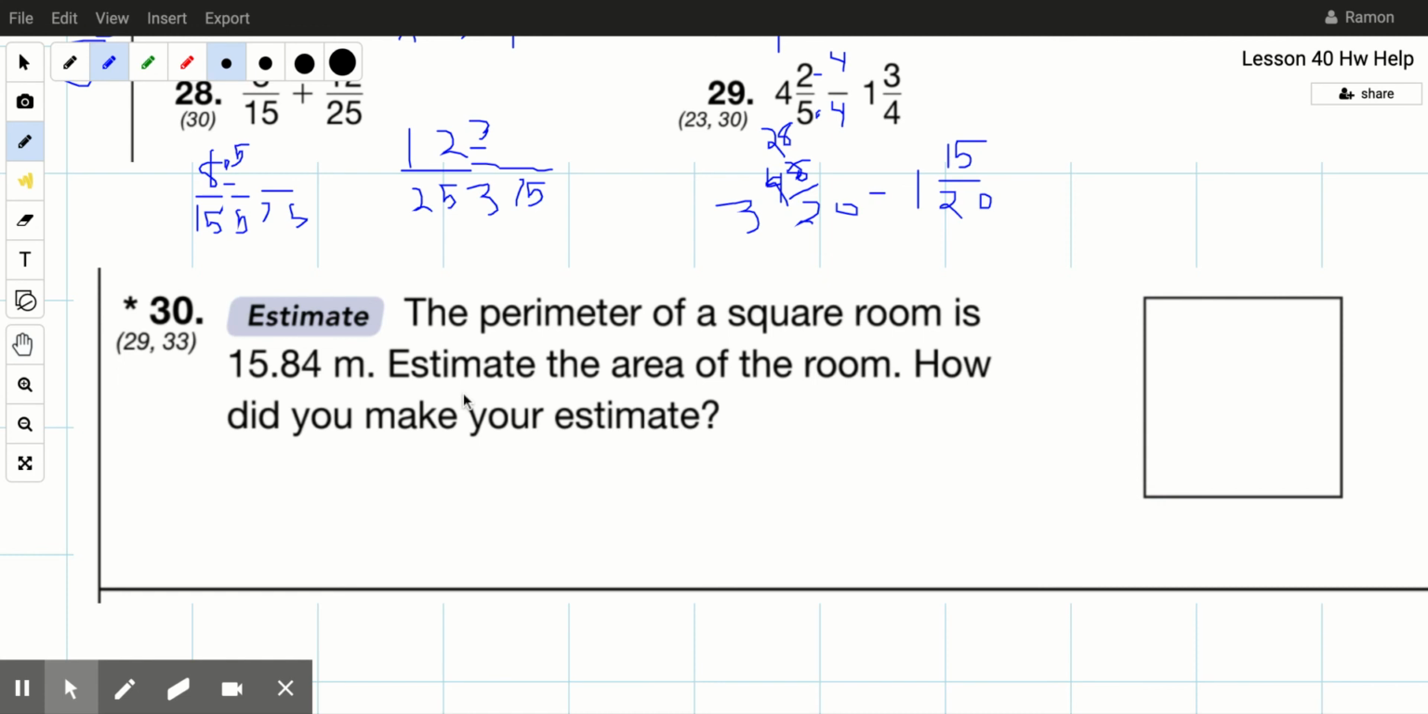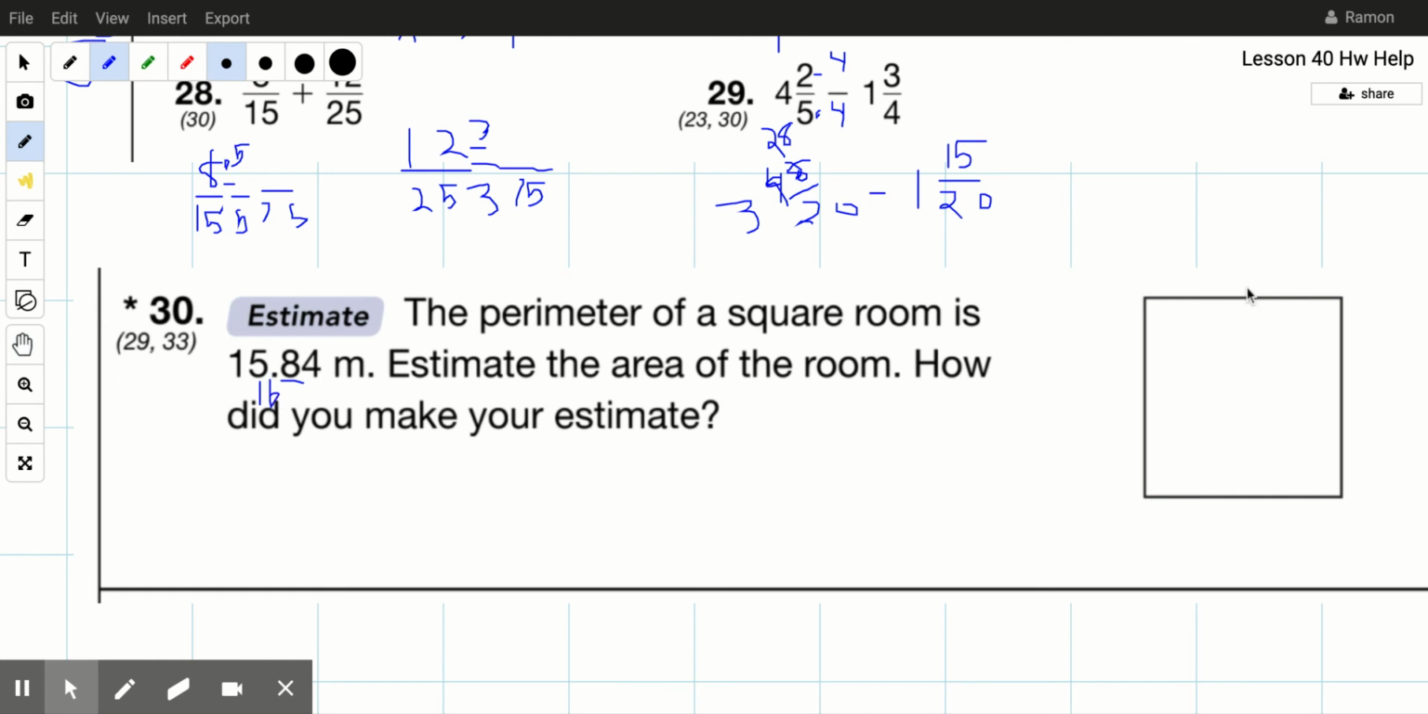We want to estimate the area. How do we make our estimate? Well, we could do this a couple ways, but if we're going to estimate, then we're going to round. So the perimeter is going to be 16. I'm going to round to the nearest whole number. I look at the tenths place. It's 5 or bigger, so the 15 should move up to 16.